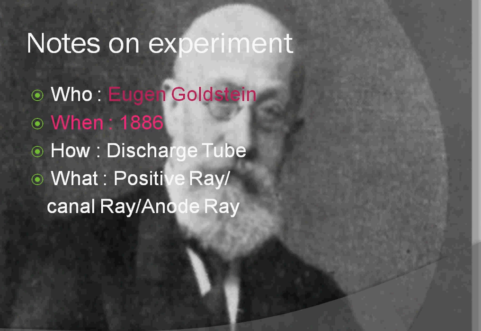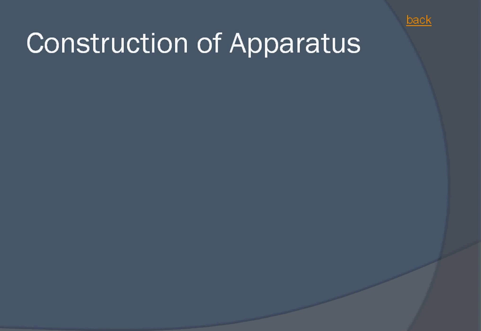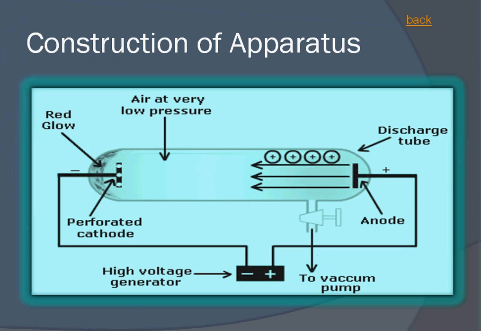So let's start with the construction. This was the discharge tube which was used in the discovery of the electron as well as in the discovery of the proton. There is a slight change in the apparatus.